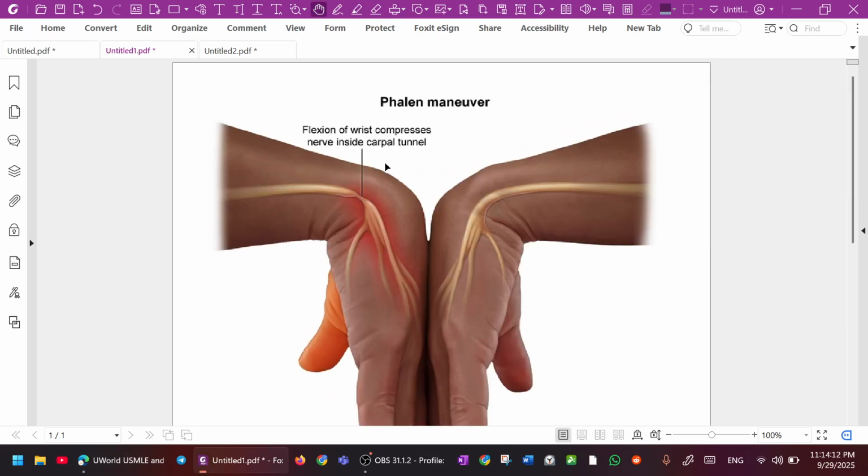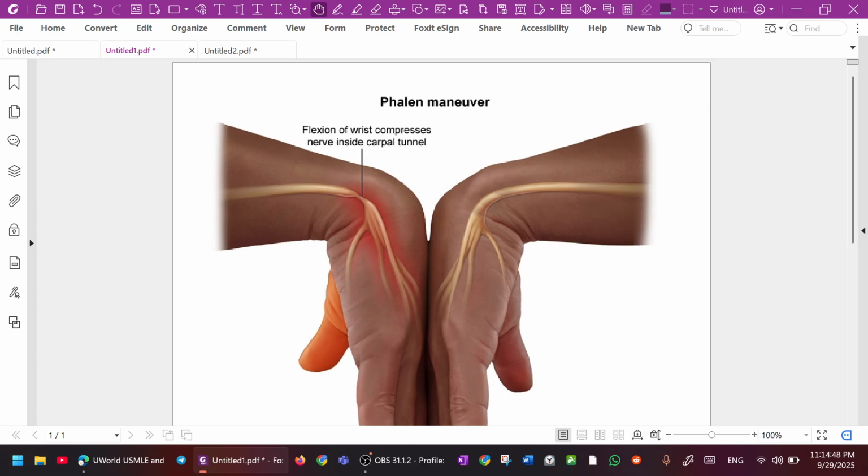Flexion of the wrist compresses the nerve inside the carpal tunnel. It induces hyperflexion of 90 degrees of the wrist, causing increased carpal tunnel pressure. A positive test is defined as pain and paresthesia in the median nerve innervated fingers within a minute. This is very important: within a minute.